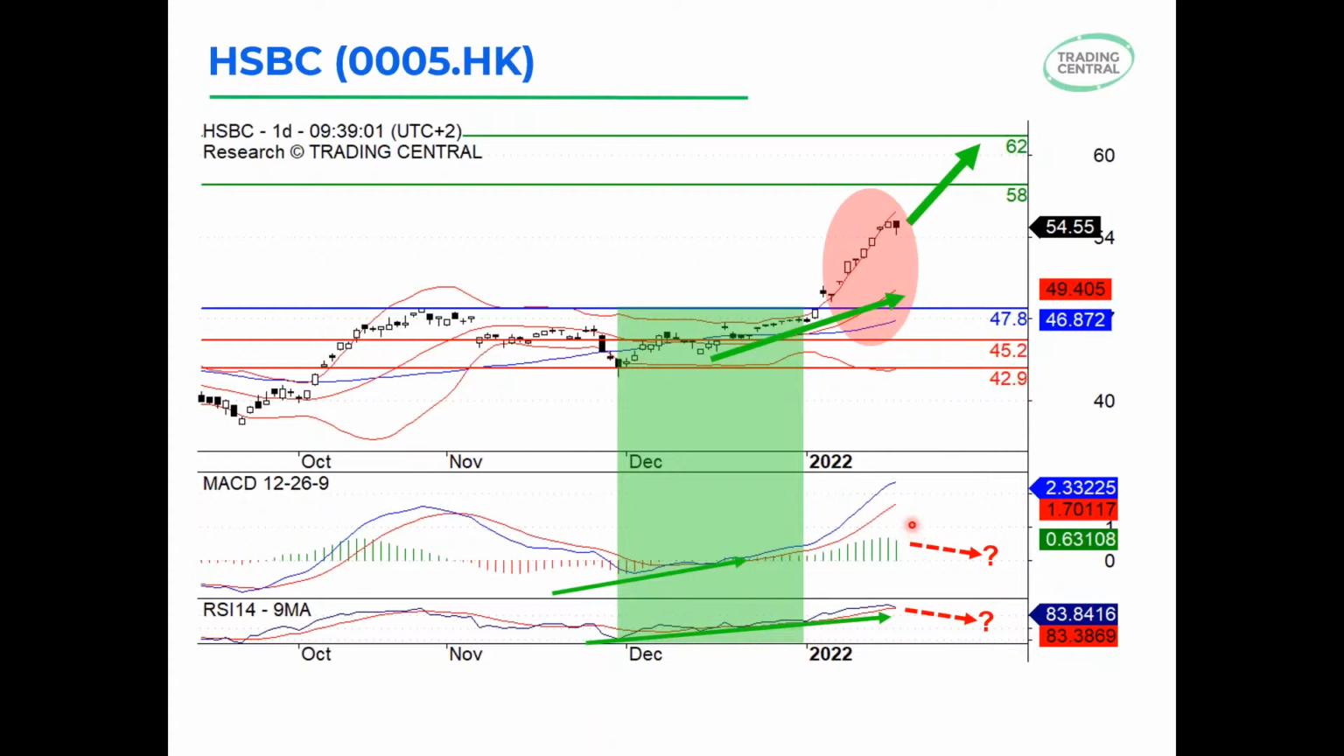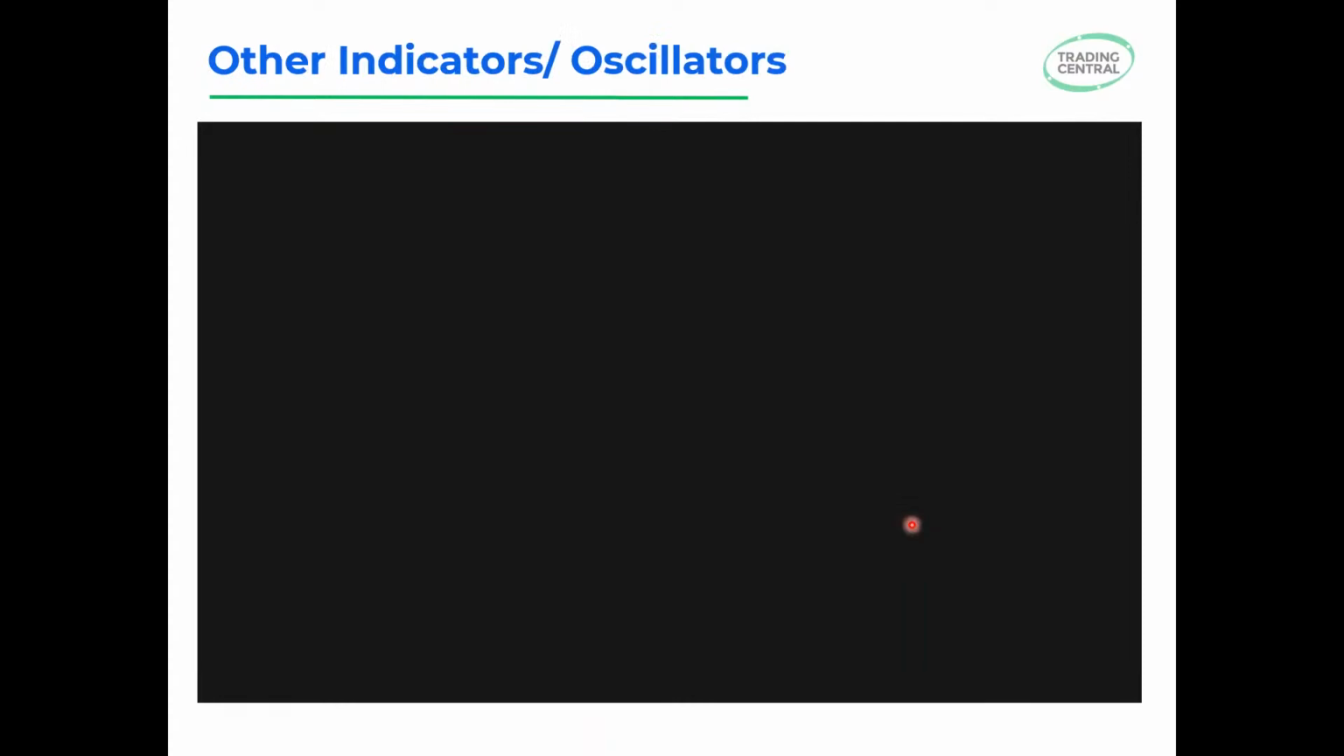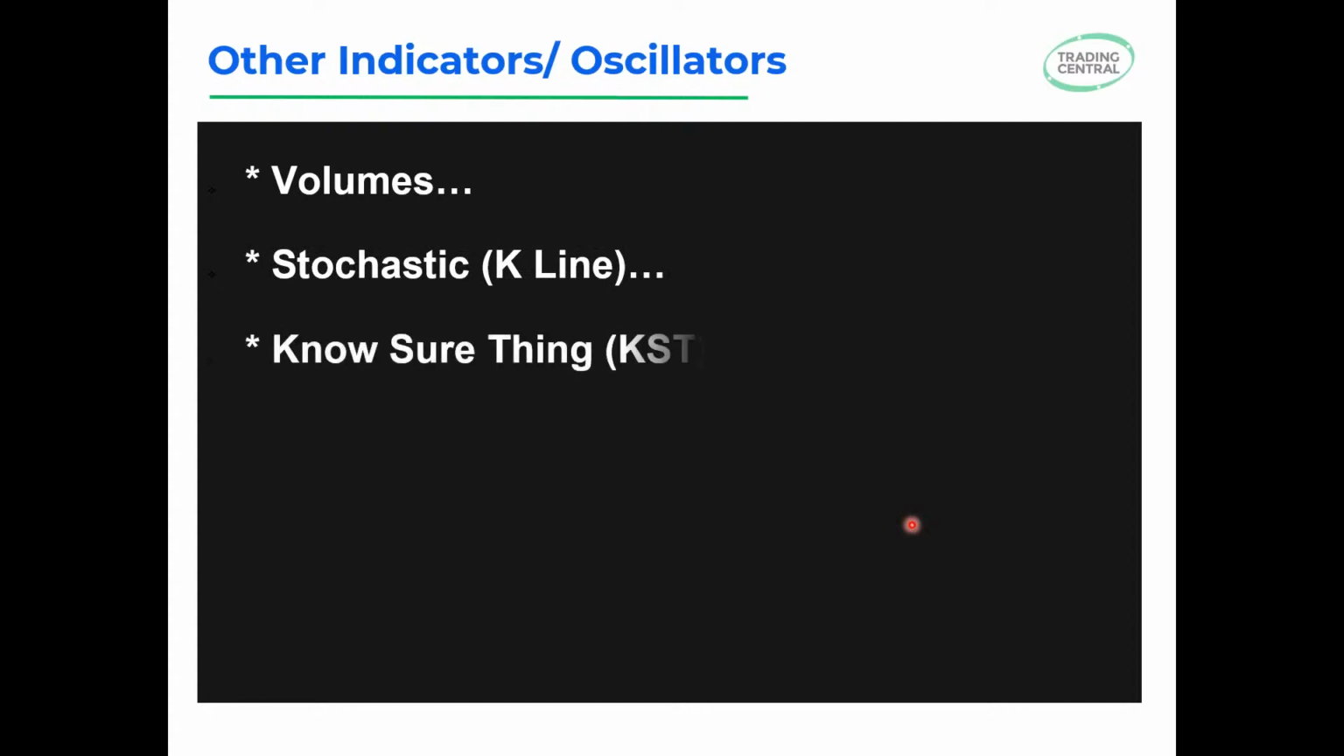Okay, so these are stocks, indexes, and indicators, and how to use them, that I wanted to show you today. Maybe I can give you some more to conclude this webinar. There are other indicators and oscillators used for momentum trading. Volumes, stochastic. Have you heard about that? Stochastic 9K9.